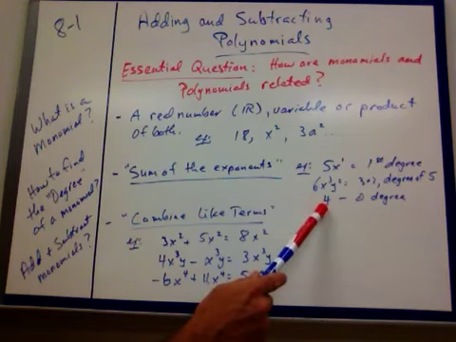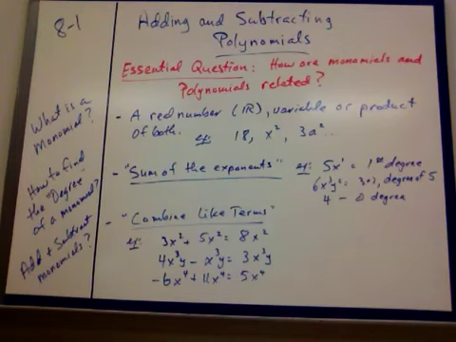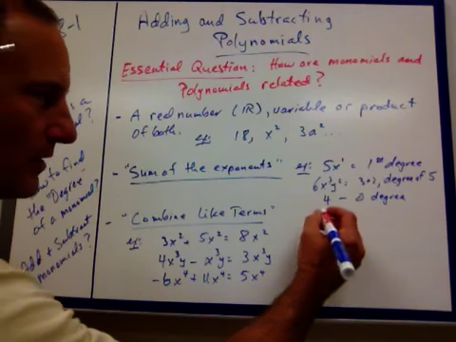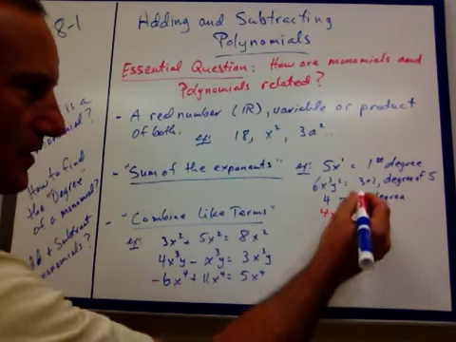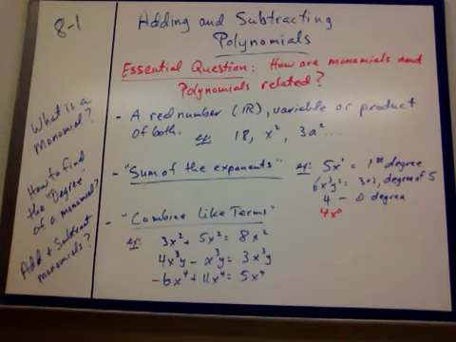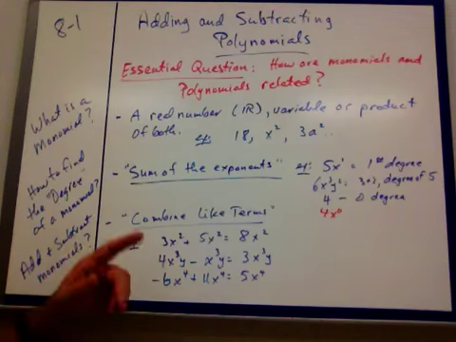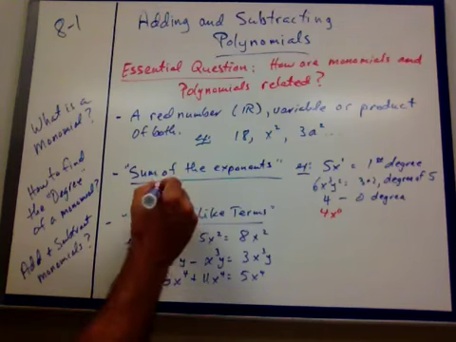If the number is 4, that's the same thing as 4x to the 0. Okay, this is the same thing. That's where the 0 degree comes from. And we know that x to the 0 is just 1, so we get 4 times 1 is 4. So finding it's the sum of the exponents of the variables.